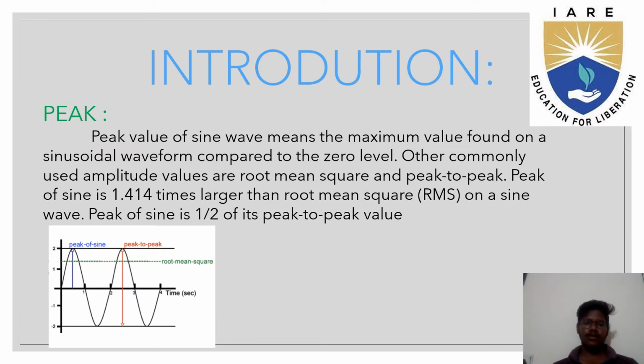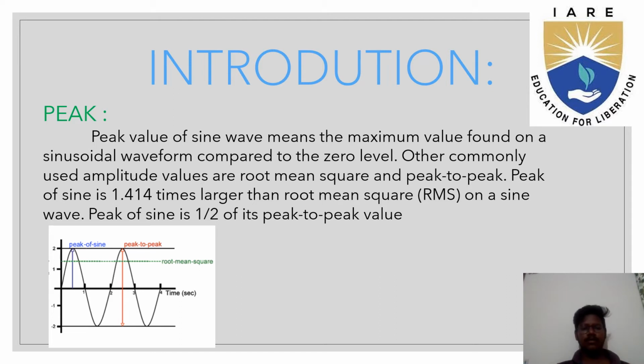The peak value of a sine wave means the maximum value found on a sinusoidal waveform compared to the zero level. Other commonly used amplitude values are root mean square and peak to peak. The peak of a sine is 1.414 times larger than the root mean square, that is RMS, of a sine wave. The peak of a sine is 1 by 2 of its peak to peak value.